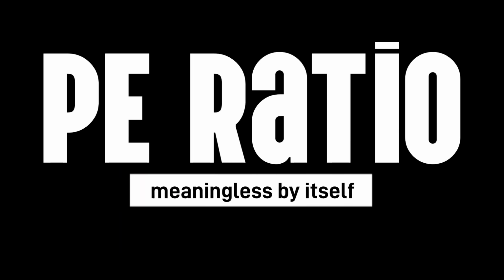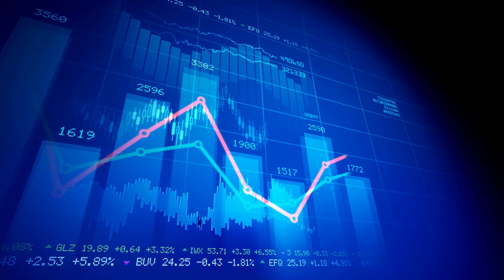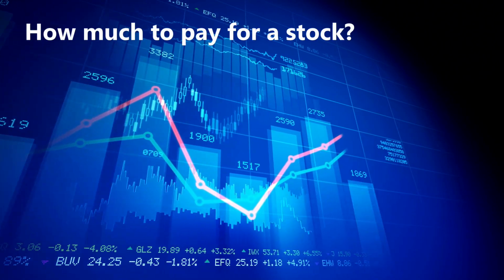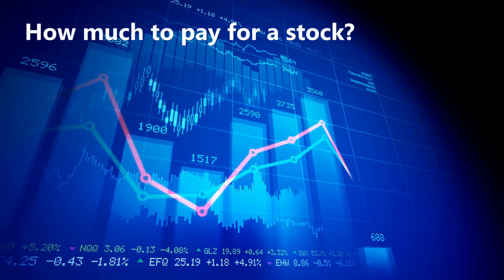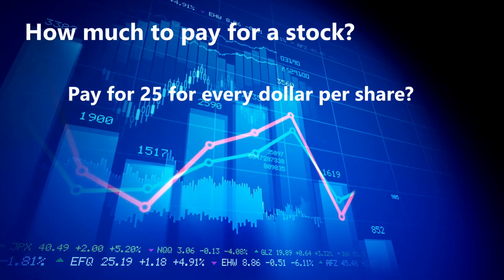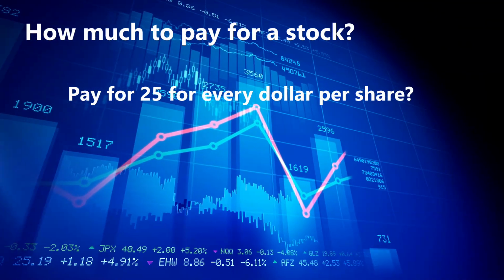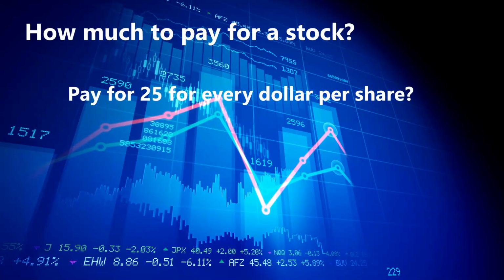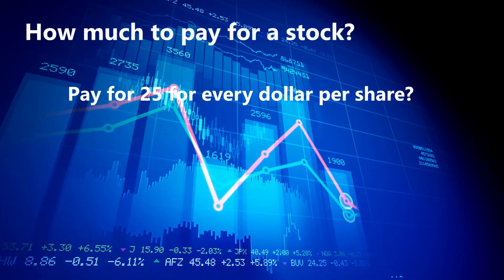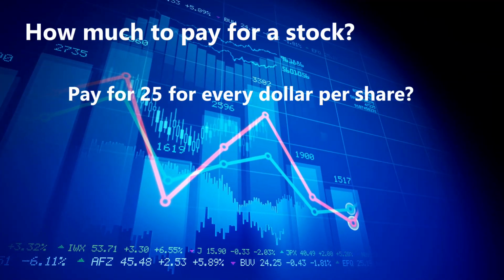So it's really a relative valuation method to determine how much one is willing to pay for the stock relative to the earnings per share. For example, a PE of 25 means you pay $25 for each buck that the company earns. Now, is that too much? Is it too little? That cannot be answered in a vacuum and needs further context.